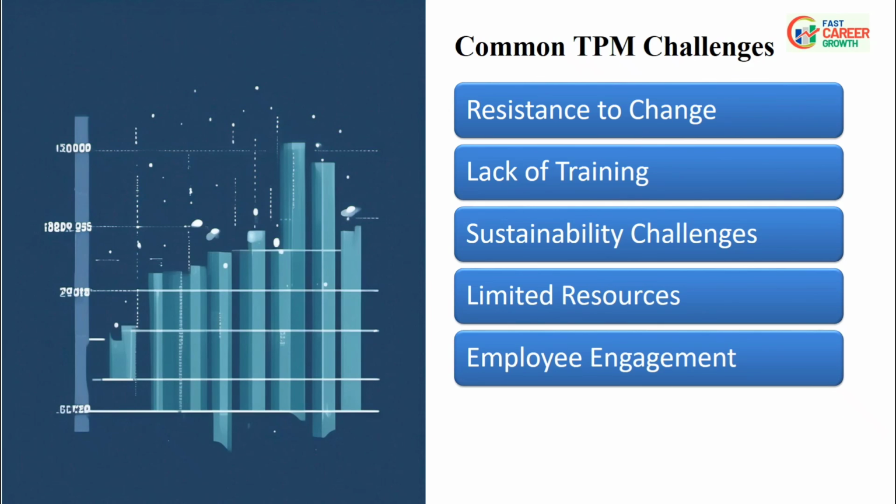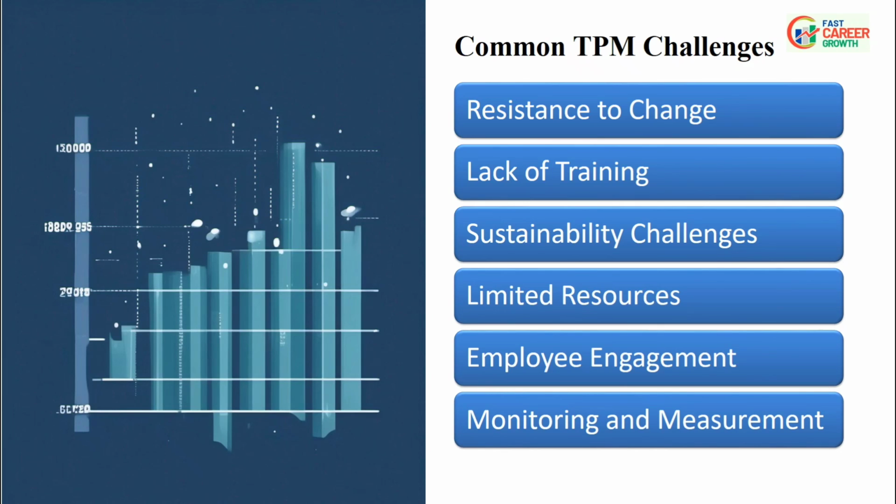Explain that tracking and measuring TPM metrics can be challenging without the right systems in place. Advocate for the use of computerized maintenance management systems, CMMS, or other tools to streamline data collection and analysis.